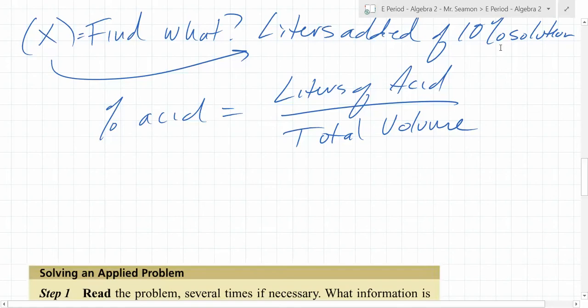How do you say that out loud? If I add x and 10, 10 plus x. So we know the total volume is 10 plus x. Do you agree with that? Okay, the overall total volume. So we're almost there.